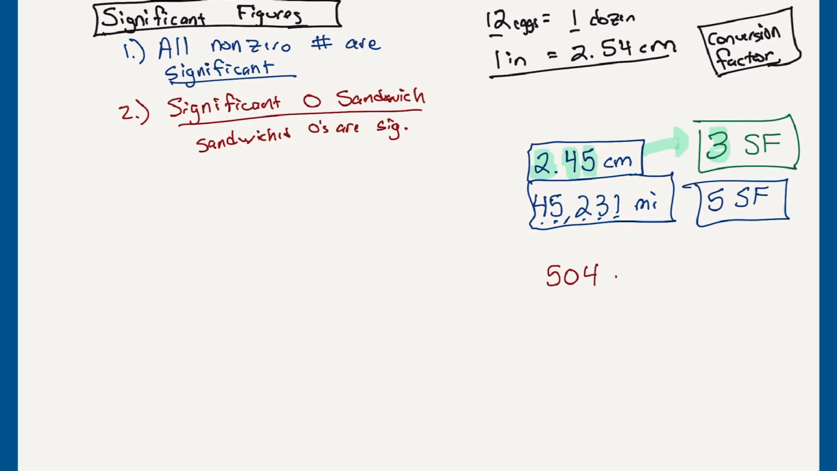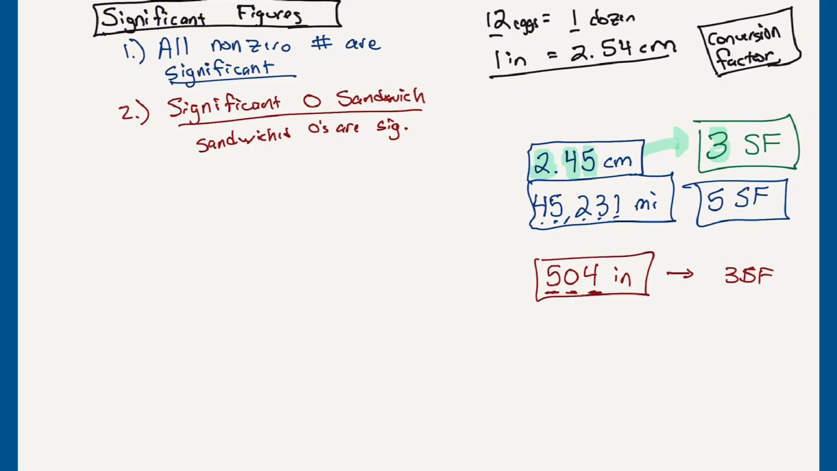So for instance, the number 504 inches. Let's just go through the rules here real quick. This 5 is a non-zero number, so it is significant. This 4 is a non-zero number, so it is significant. Both the 5 and the 4 correspond to rule number 1. This 0 is sandwiched in between two significant figures, so therefore it is also significant. This would have 3 significant figures.